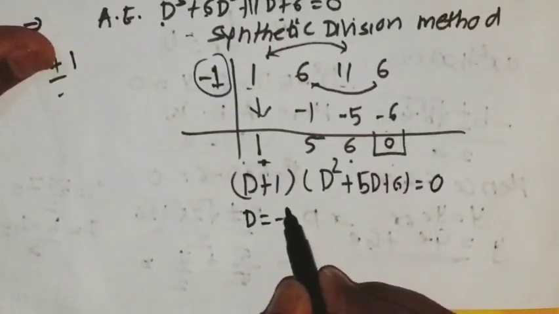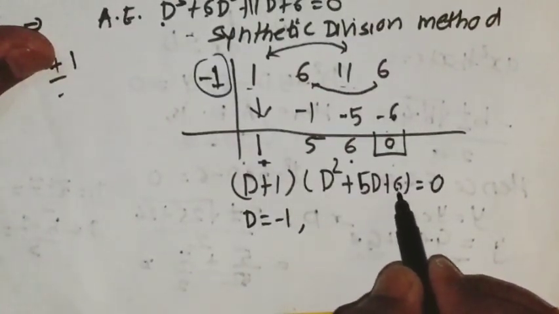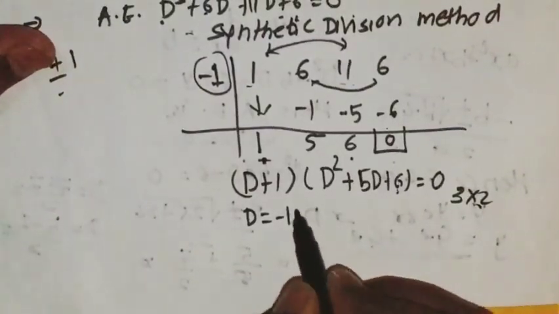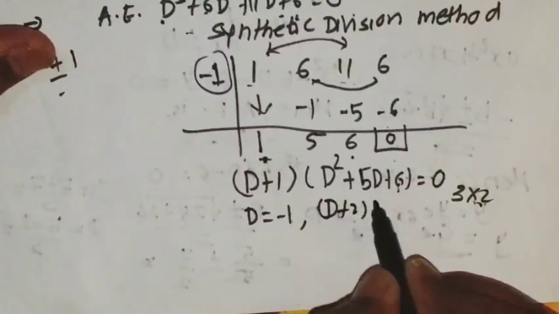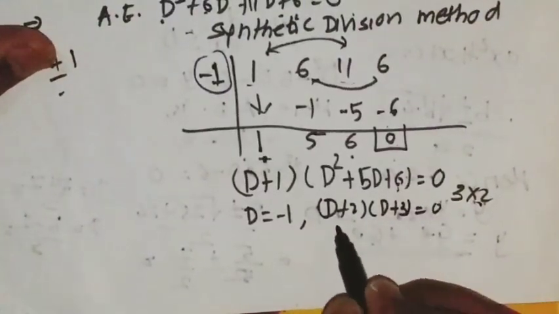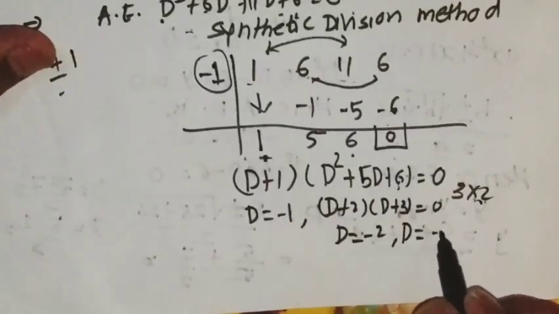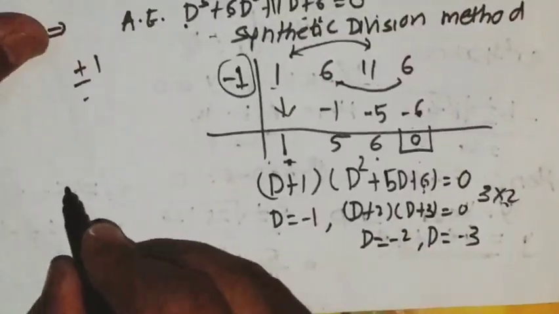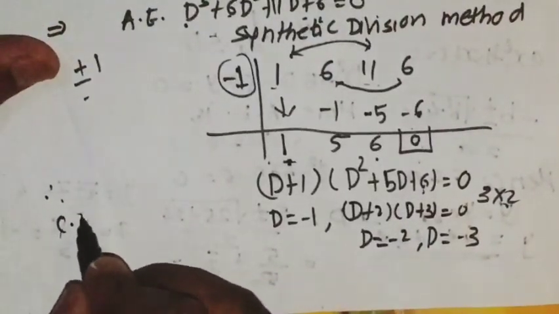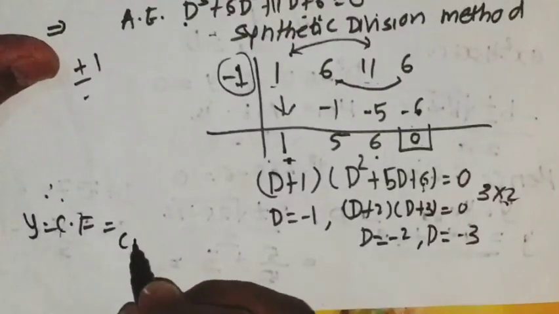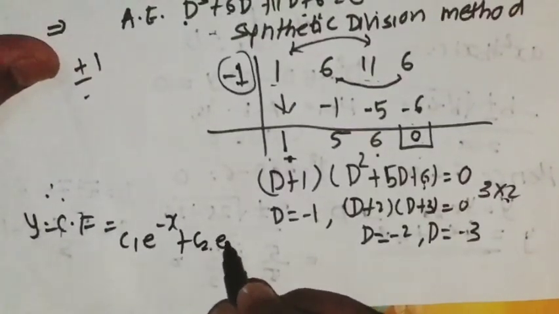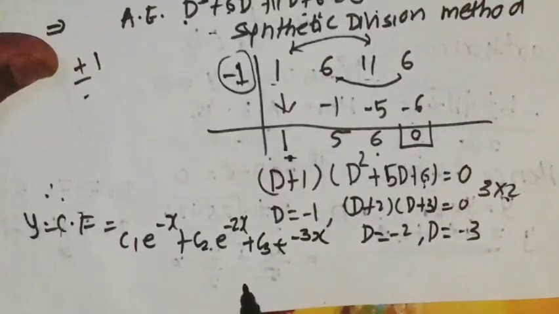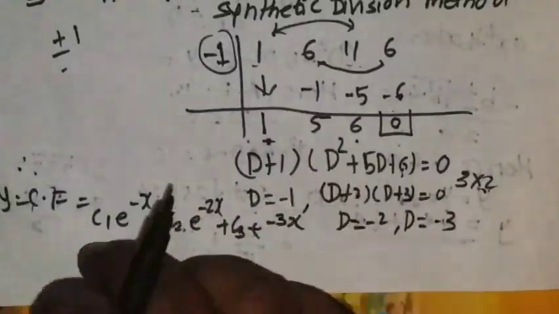Now this will imply d equal to minus 1 and the roots of this polynomial. We can factorize 6 as 3 into 2. So the factors will be d plus 2 and d plus 3, hence d equal to minus 2 and d equal to minus 3 will be the remaining roots. Now we have all three roots with us and all of them are different. Therefore CF, that is y, equals c1 e raised to minus x plus c2 e raised to minus 2x plus c3 e raised to minus 3x, using the rule of complementary function.